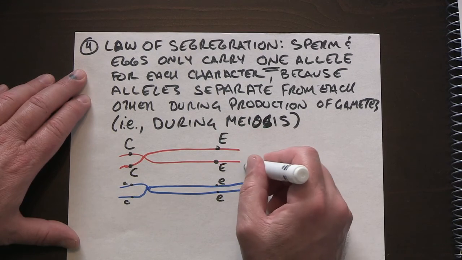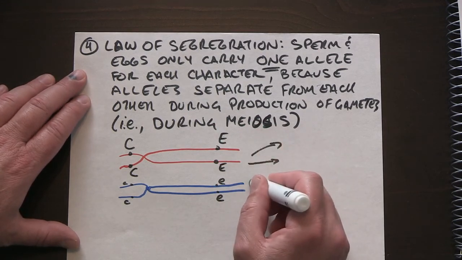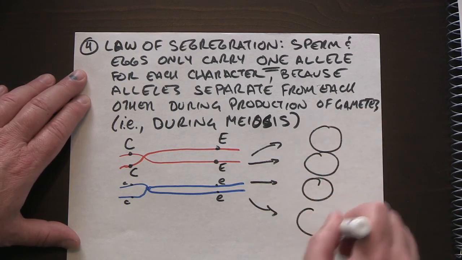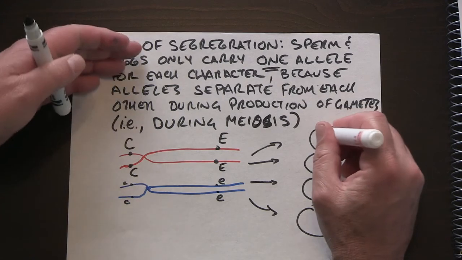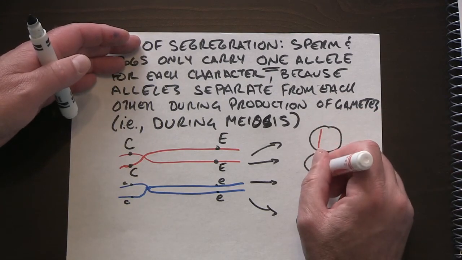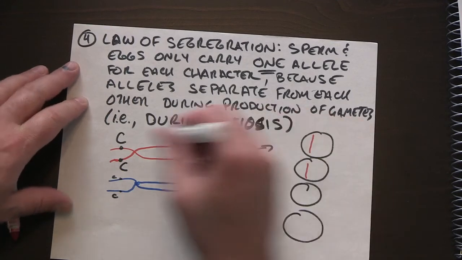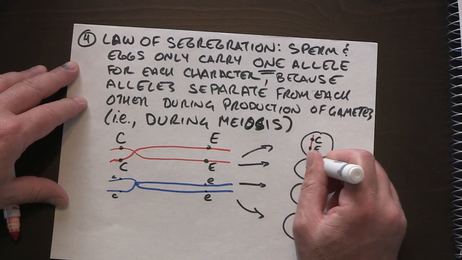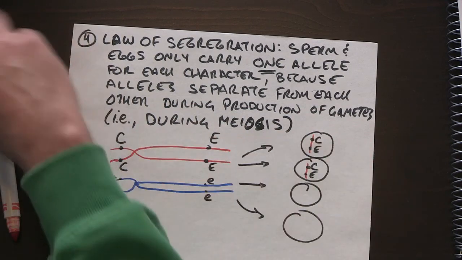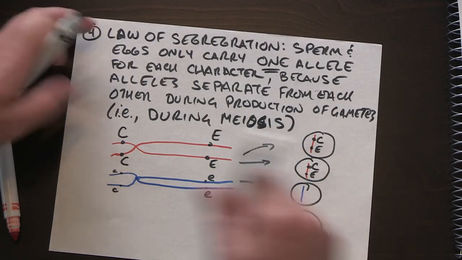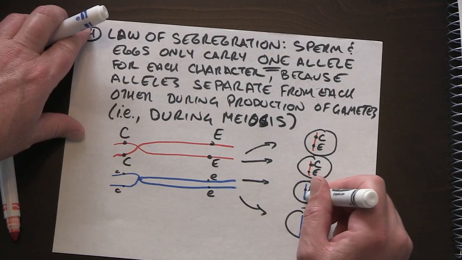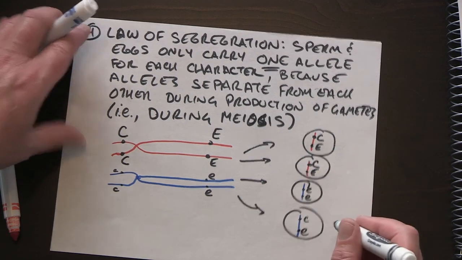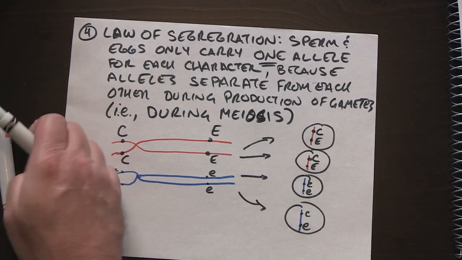Okay, so when that mouse goes to make gametes, it is only going to have one copy of each allele. So big C and big E, big C and big E, and little c and little e, and little c and little e. Okay, so only one copy of each allele.